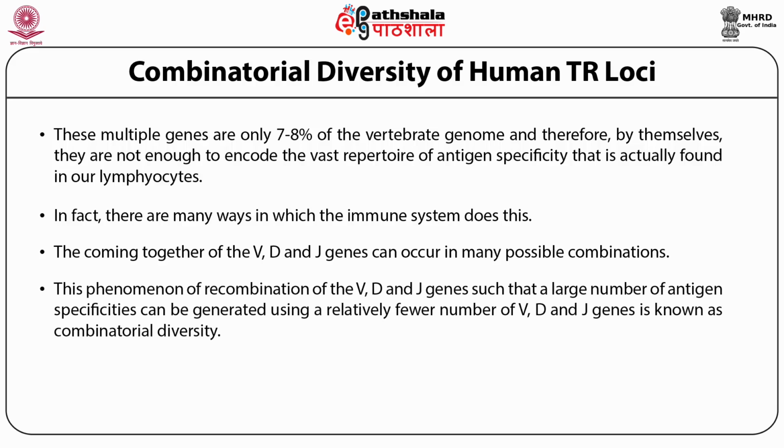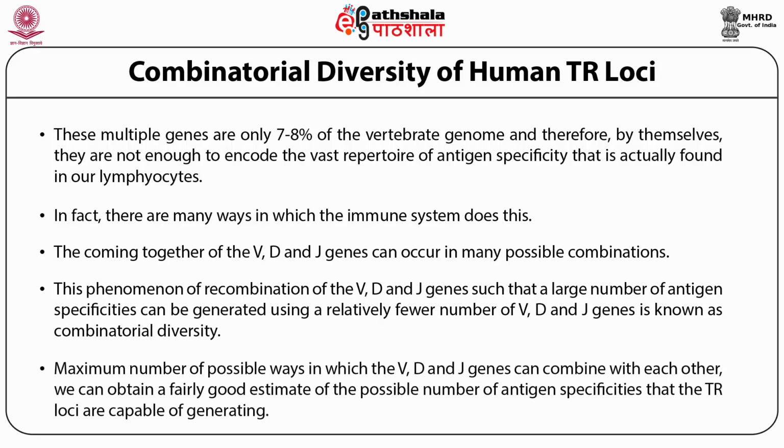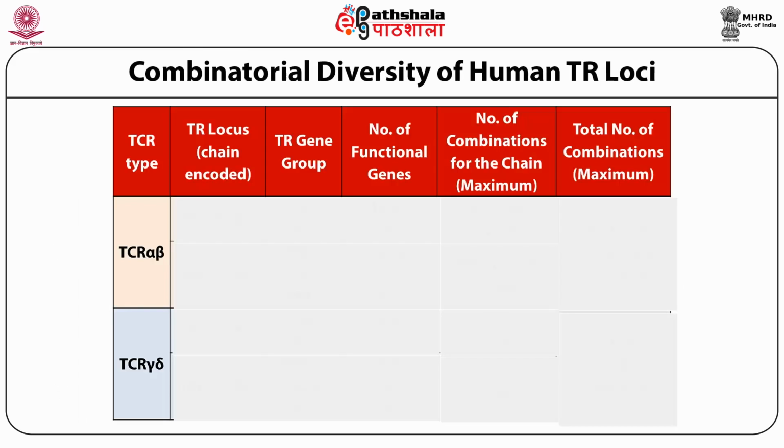And this phenomenon of recombination of a few genes, such that a large number of antigen specificities can be generated using relatively fewer V, D, and J genes, is known as combinatorial diversity. By calculating the maximum number of possible ways in which the V, D, and J genes can combine with each other, we can obtain a fairly good estimate of the possible number of antigen specificities that the TR loci are capable of generating. In this table, I am showing you how to calculate the combinatorial diversity of human TR loci.